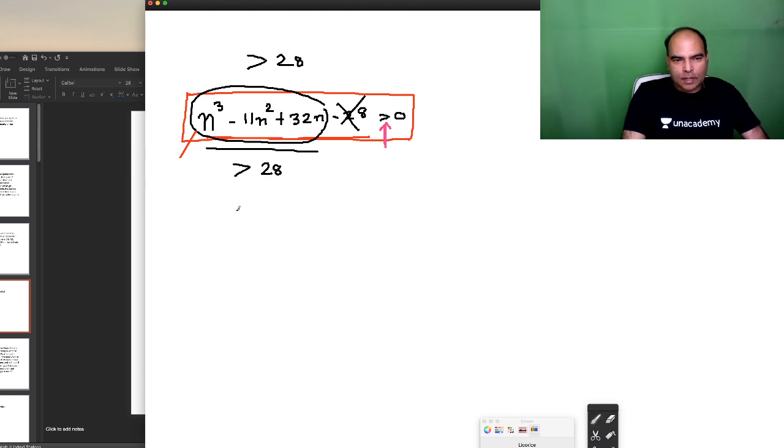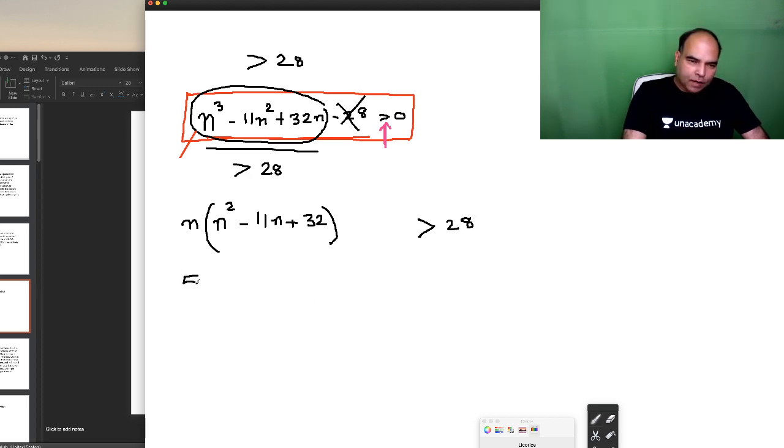And for this part to be greater than 28, this part can also be written by taking n common, because there's an n in all the three parts of this expression. With n common, I can do n square minus 11n plus 32. I can change to this. And once I change to this, I'm now trying to see that this expression has to be greater than 28. And for this expression to be greater than 28 with n as 5, I need this part to be 6 or more. So with n as 5, I check whether I get 6 or more in this.